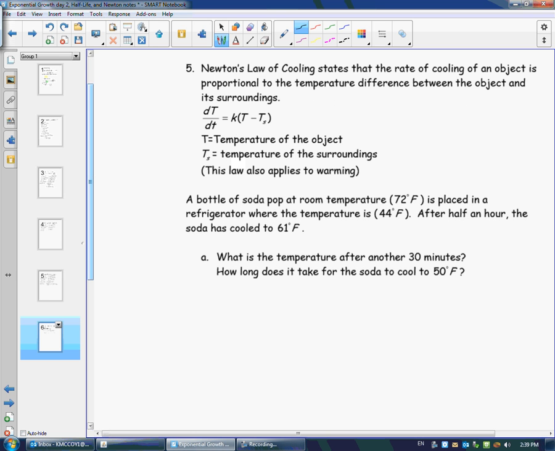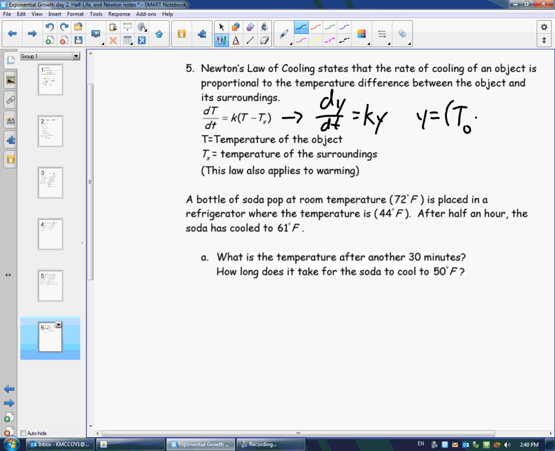So we have Newton's law of cooling. What it states is that the rate of cooling of an object is proportional to the temperature difference between the object and the surroundings. This is just a fancy way of saying, if you look at this equation, it's the same as dy/dt = ky, where y is just the difference in the temperatures.